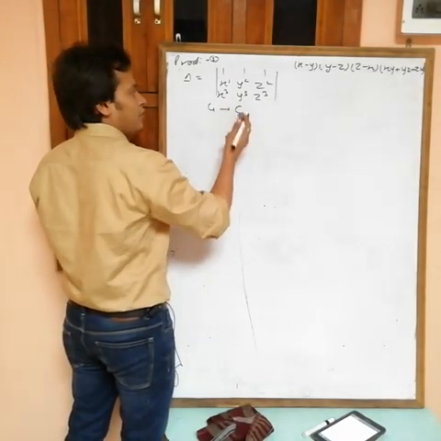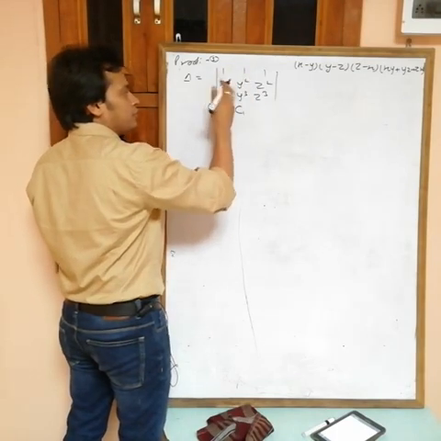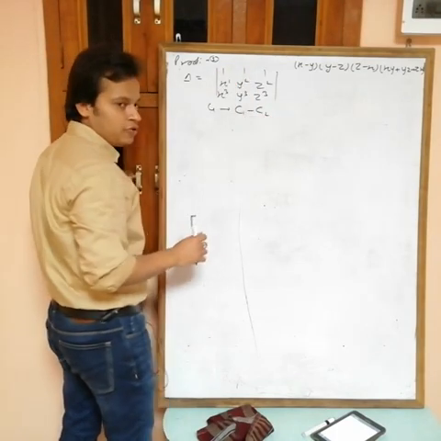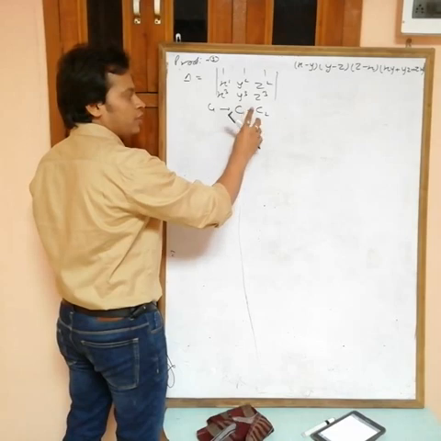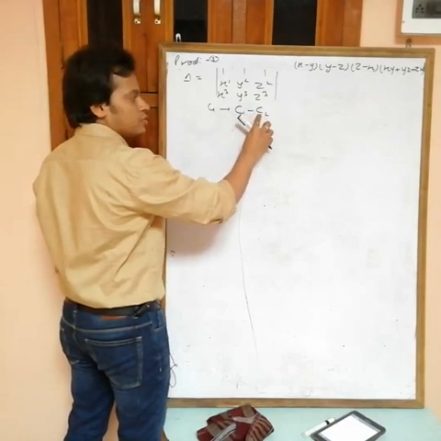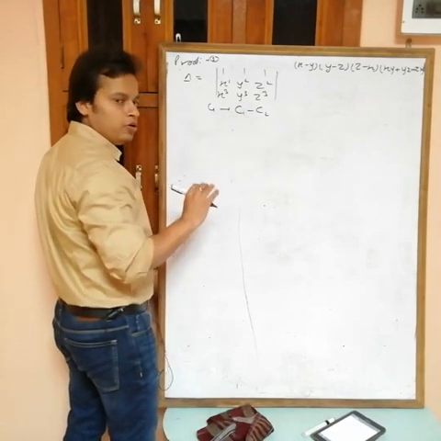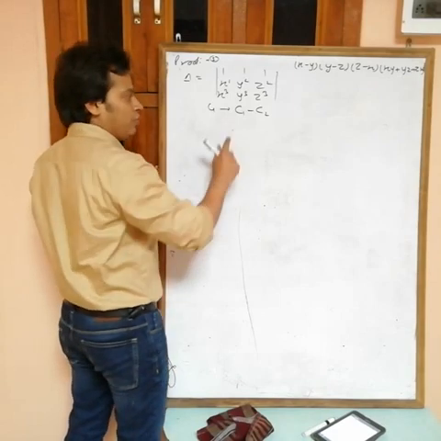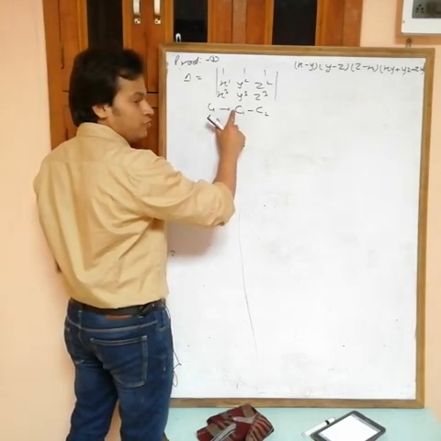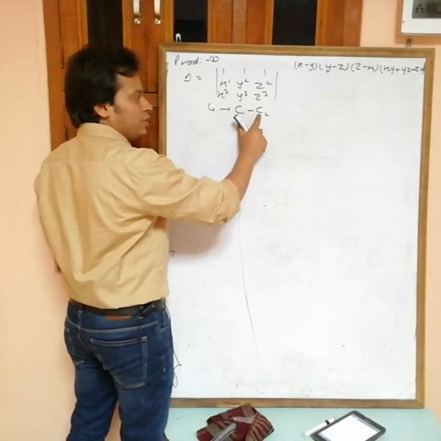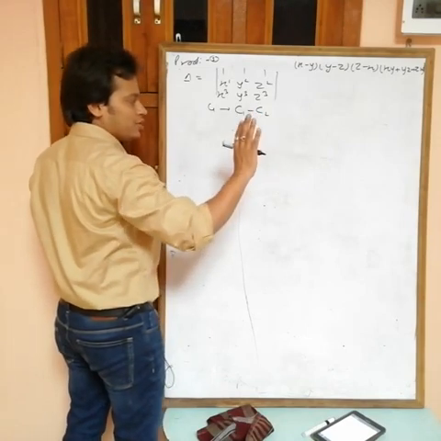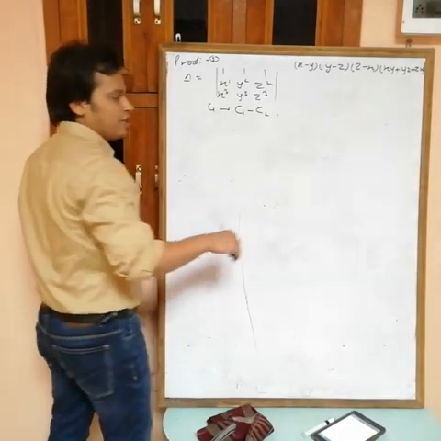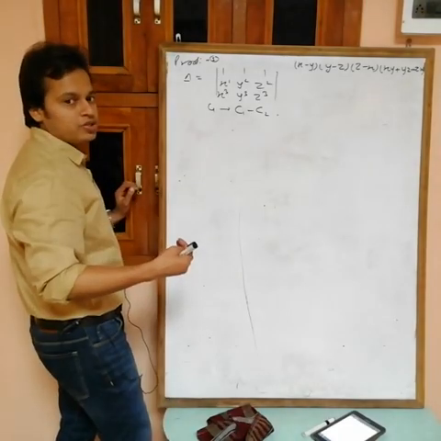And we want to subtract C2, so minus C2. In any column we can add or subtract a constant multiple of another column, so we can perform this. Remember, you can't multiply any constant with C1, but you can multiply any constant with C2. Here you can take minus 2C2 or plus 2C2, it doesn't matter. But when we are changing C1, you can't multiply a constant with C1.